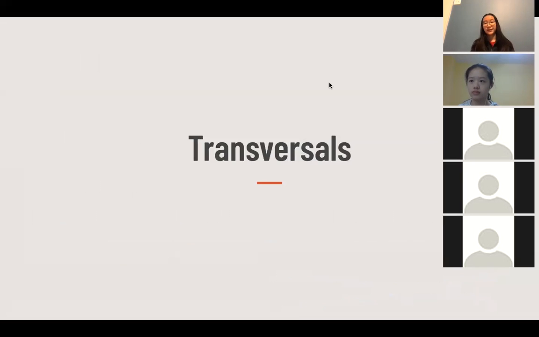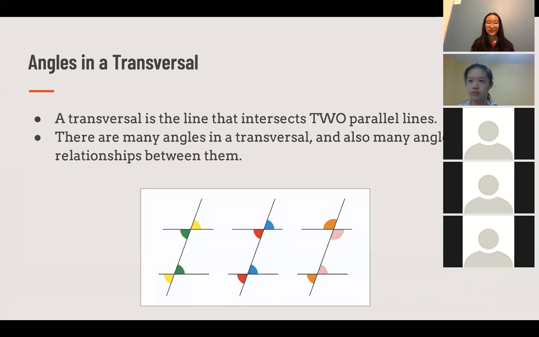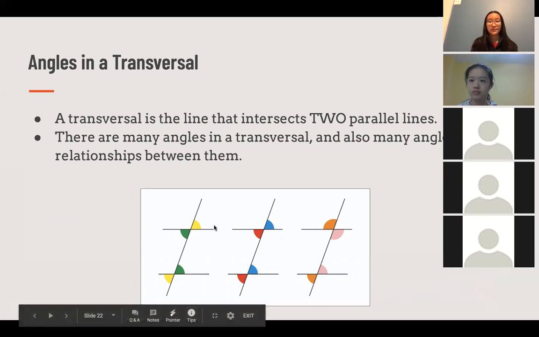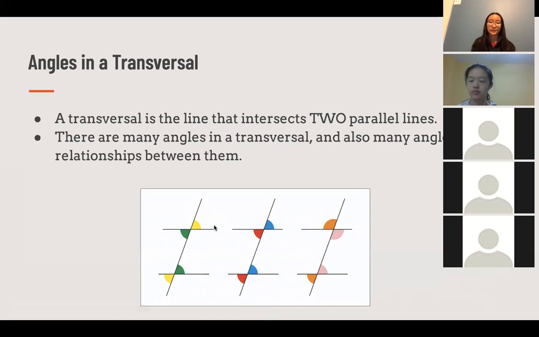Okay, so moving on to transversals, we're going to explore them a bit more. Like we said before, a transversal is a line that intersects two parallel lines. The picture shows some of the many angles in a transversal, and they have a lot of relationships between them, which lets you figure out how many degrees one angle is based off another angle.